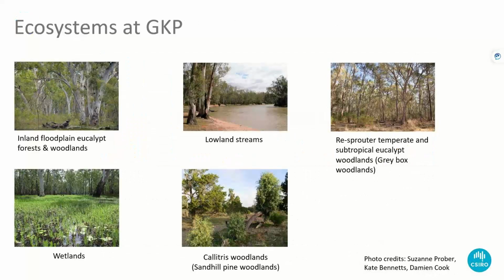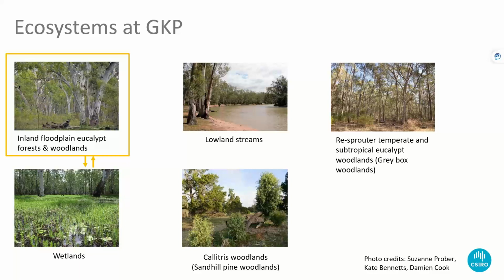These are the main ecosystems that can be found across that floodplain at GKP. The majority of the ecosystems sit within what we call an archetype, and I've gone into that in the other presentation. So apologies about some terms, and please ask a question if they don't make sense. But you can think of it as an ecosystem type: the inland floodplain eucalypt forests and woodlands ecosystem type. So these are red gum and black box forests and woodlands across the floodplain.